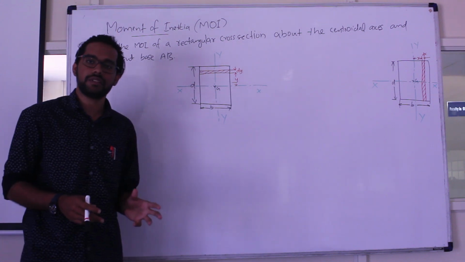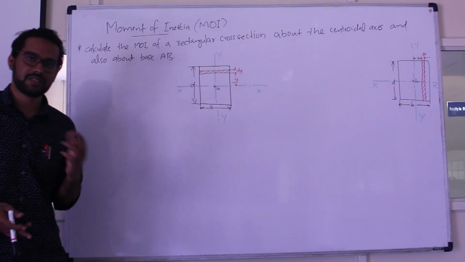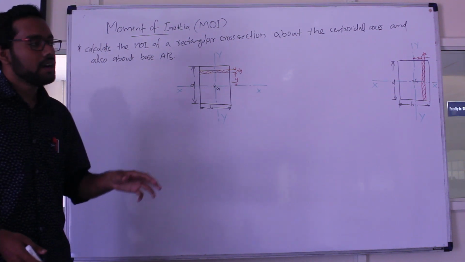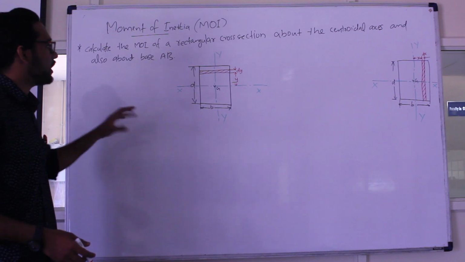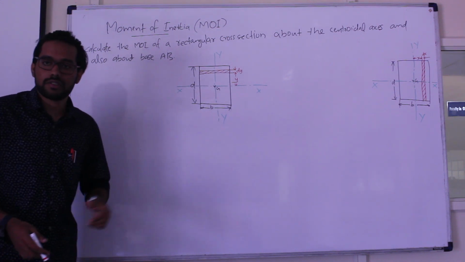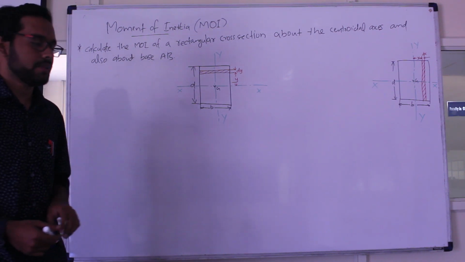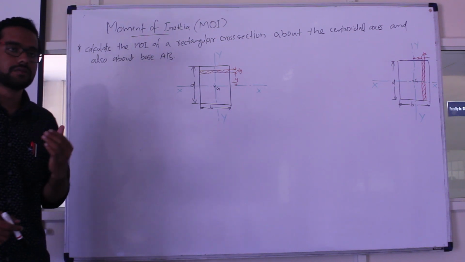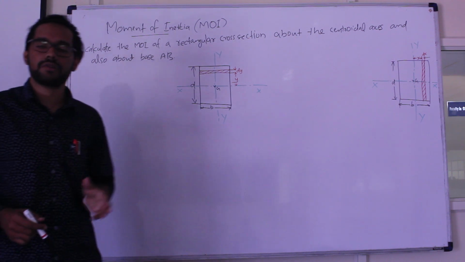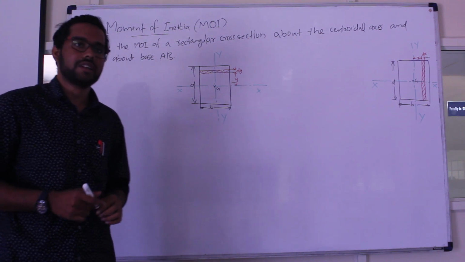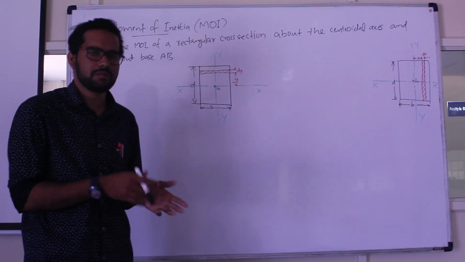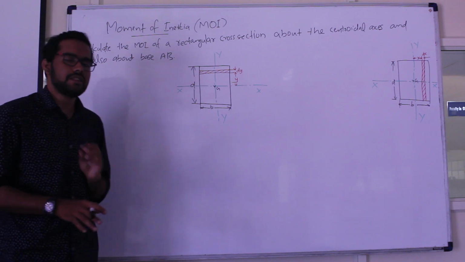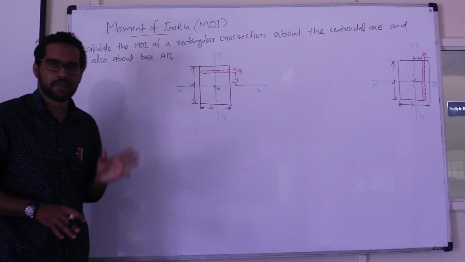Actually the derivation is excluded from your syllabus, but last time in university they asked a question to derive the moment of inertia of a rectangular cross section about the centroidal axis. So at least you should study the derivation of the moment of inertia of a rectangular cross section and a triangular cross section. Actually these are excluded from your syllabus, but last time in university they asked a 3-mark question.